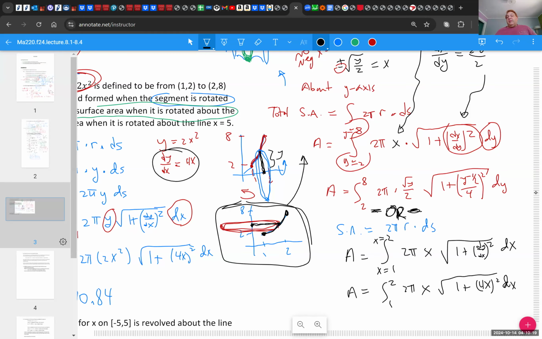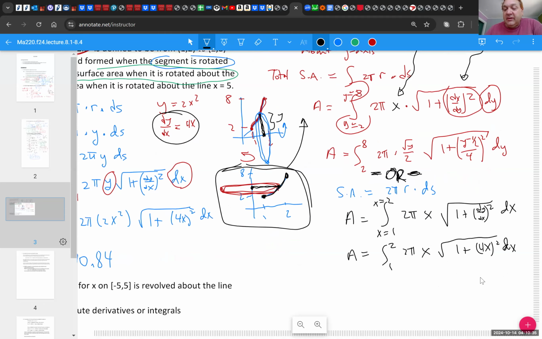Again, user experience will vary. My personal opinion is that for this specific problem with this specific function, the integral in terms of x's happens to be easier. Anyway, you can do whatever you want. You can experiment, see which one's easier, and choose which one you like. They give you the same answer.